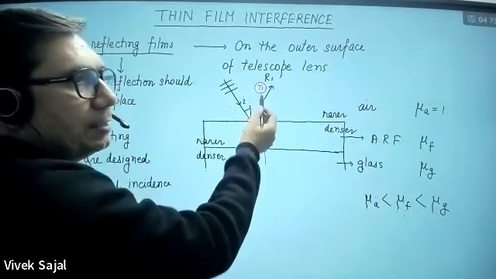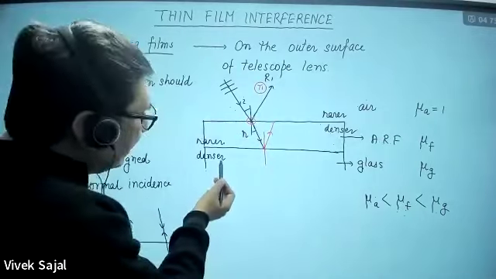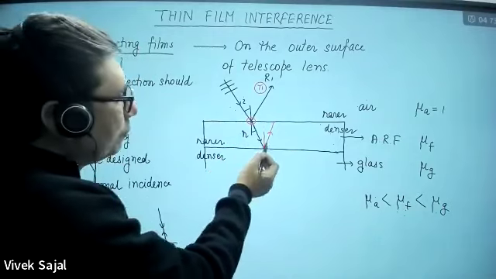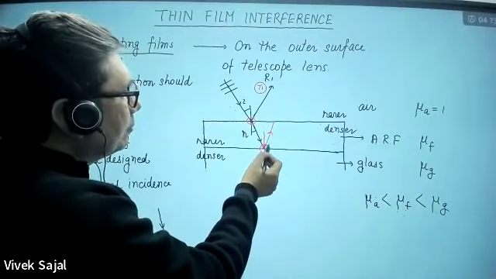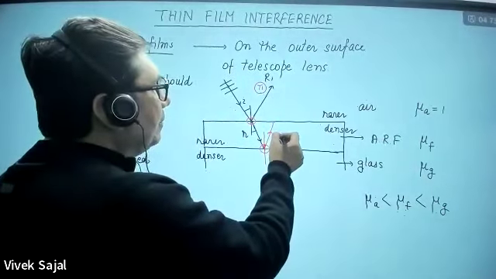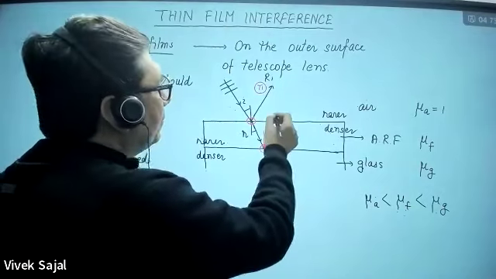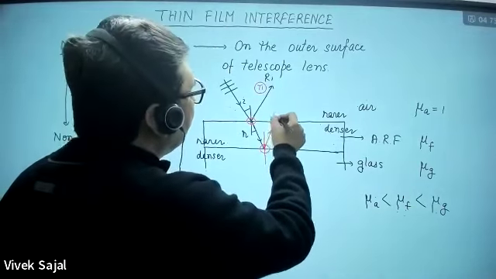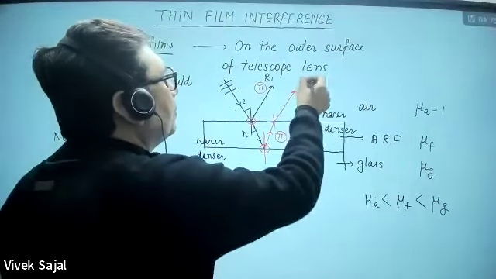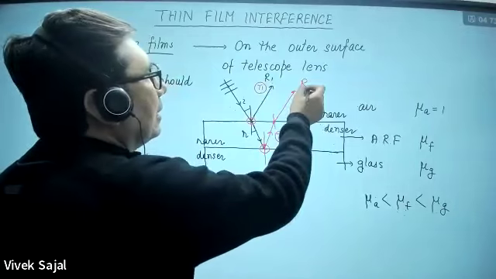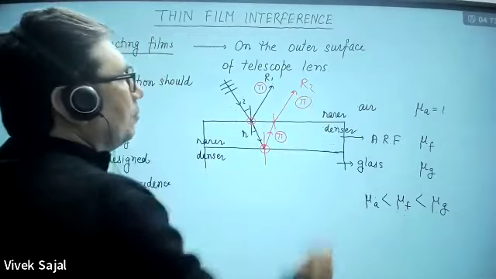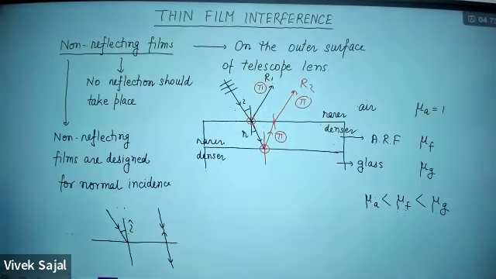An extra phase of pi was there. But similarly here, the second medium is denser, and the first medium in which light is traveling is rarer. So the second reflection is also taking place at the denser medium. So an extra phase of pi will be introduced in this reflected wave, and it will transmit into the air like this, and this will be R2. So here R1 and R2 both are carrying an extra phase of pi.